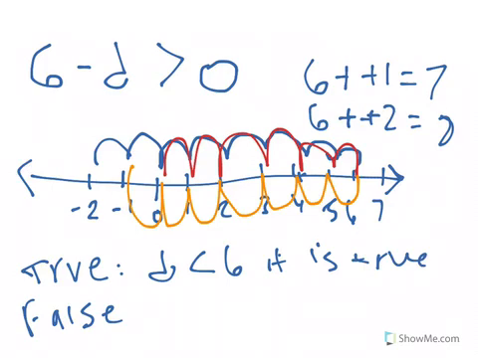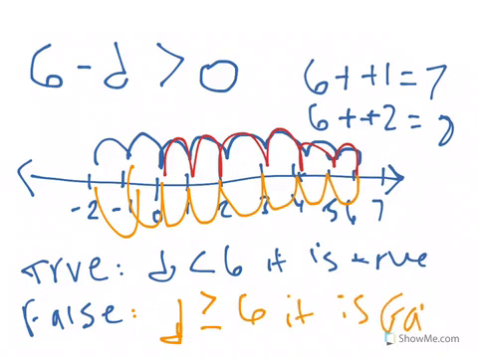If I take 6 minus 8, I would go back another place to negative 2, and so on and so forth. So essentially, this statement is false when D is greater than or equal to 6. And that's kind of what we're looking at today, being able to decide what numbers make it true.